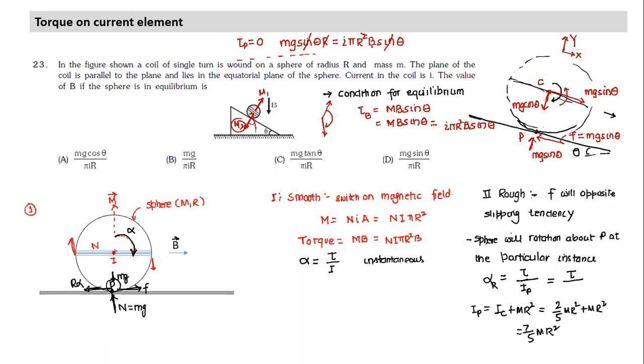Okay, suppose you have to find the value of B. Value of B is equal to Mg by pi I. That's the answer.